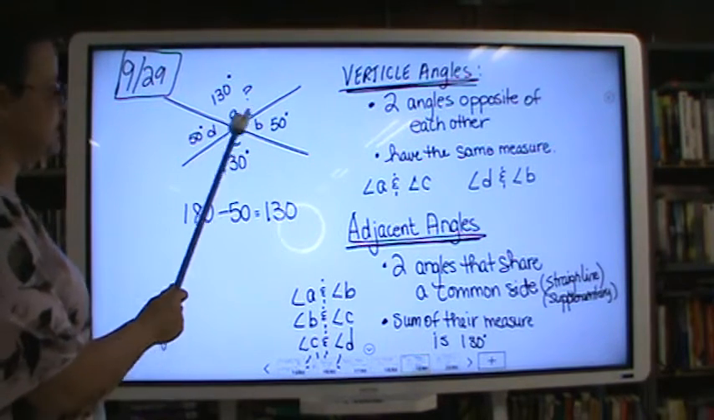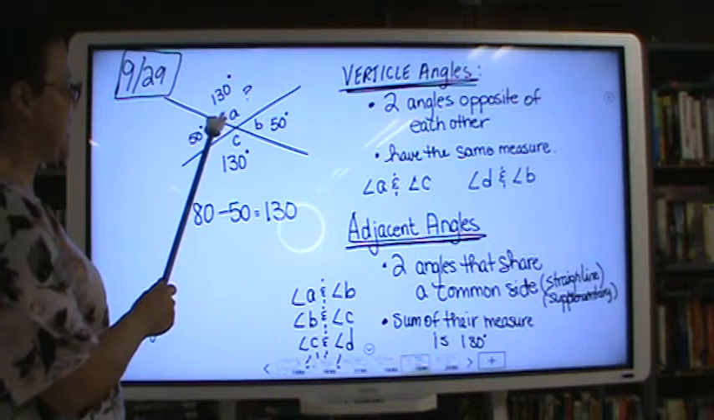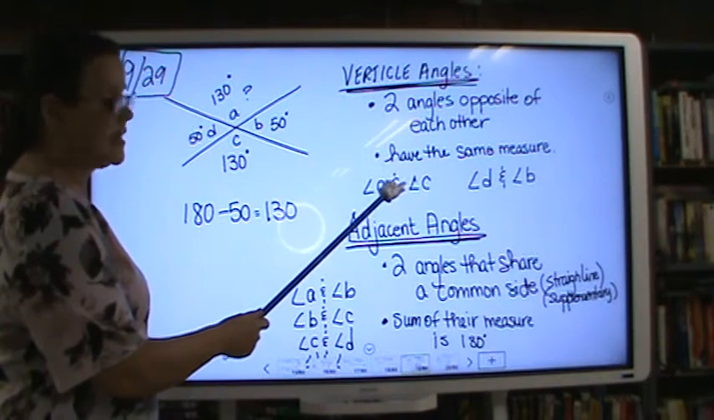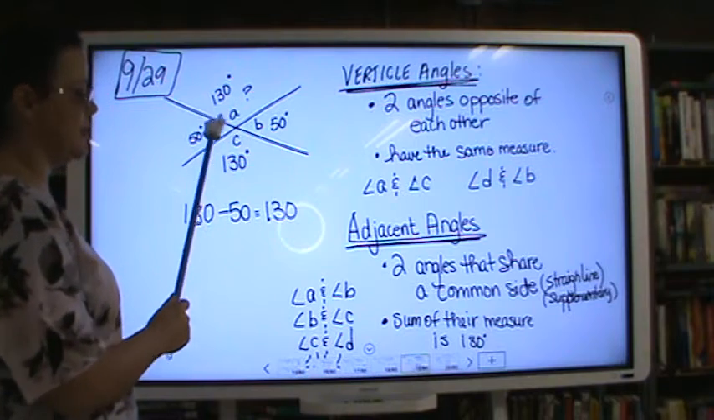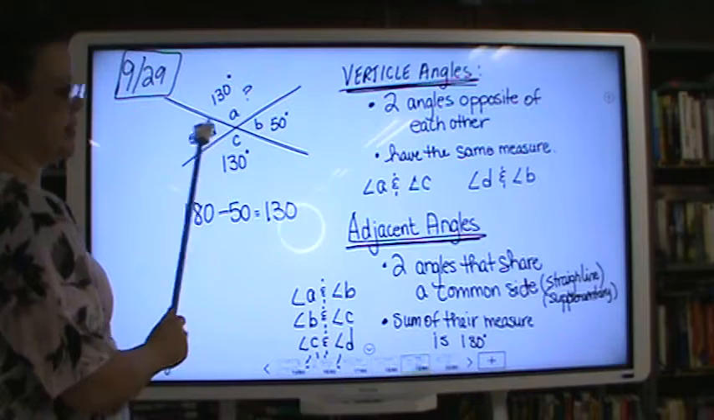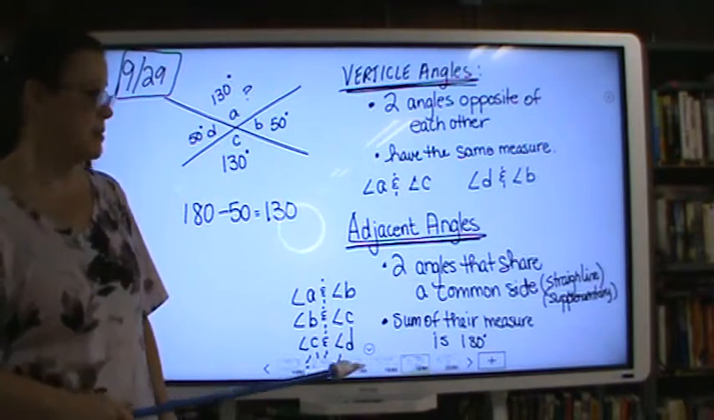In this situation here, we have them labeled A, B, C, D. Angles A and C are opposite of one another, and then angle D and B are opposite of one another. Those would be your vertical angles.